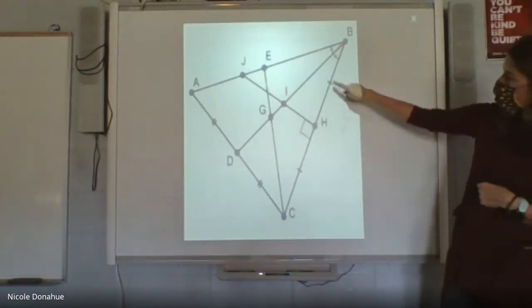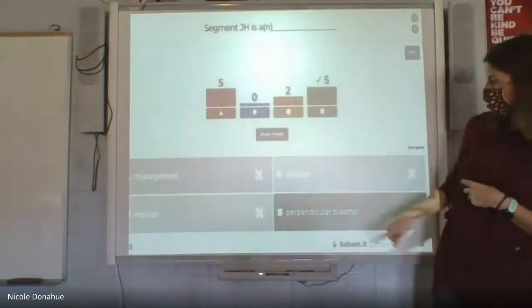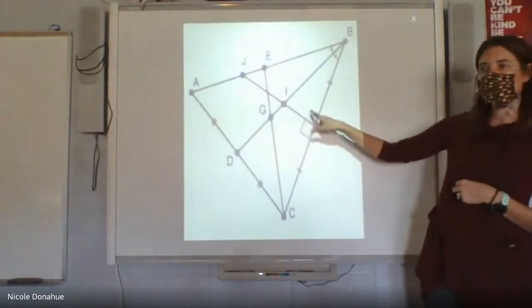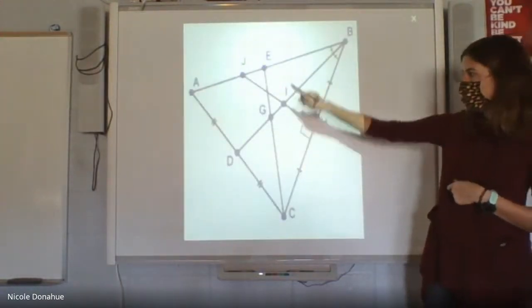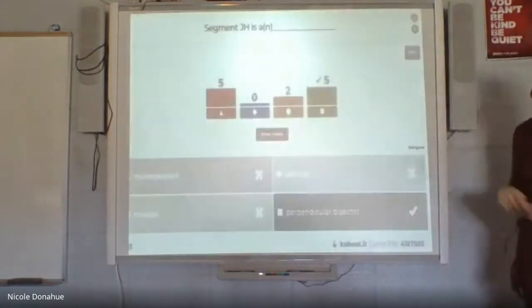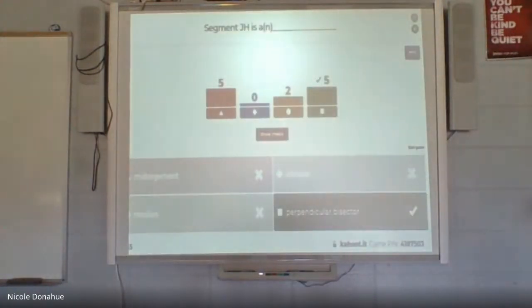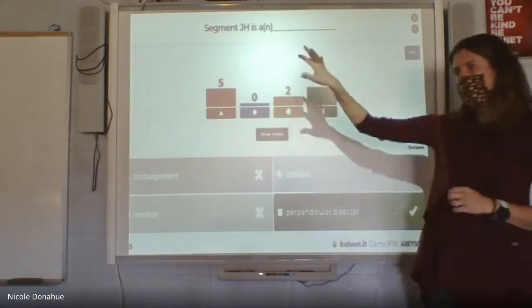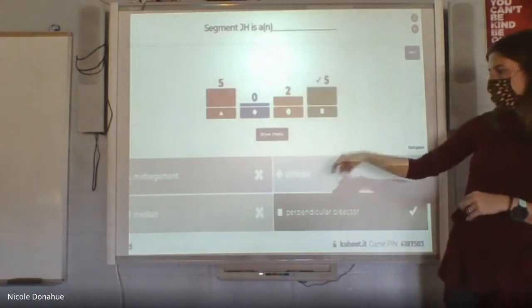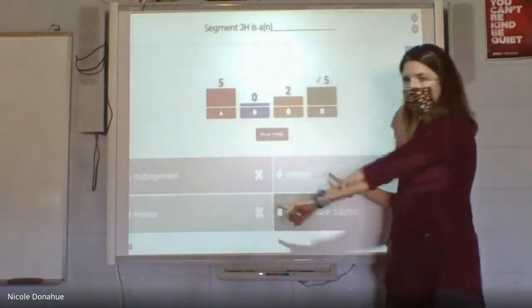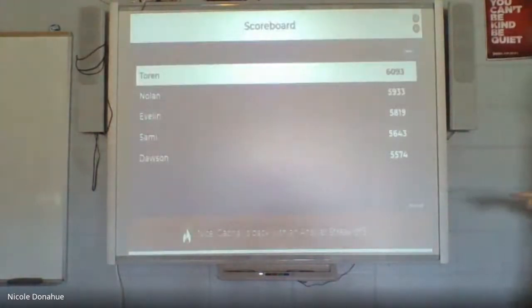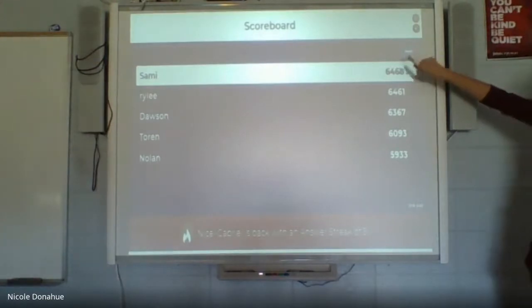So JH here cuts this into 2 equal pieces, but it also is perpendicular. So it's perpendicular and a bisector. I'm trying to think if it could be anything else. Mid-segment, we wouldn't know that it's equal on the other side. Altitude, it doesn't. These two have to connect to a vertex. Careful there. That was a big lead change.